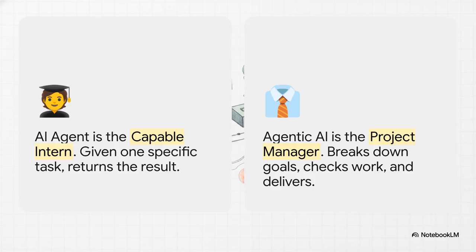Listen, if you take away just one single thing from this explainer today, let it be this anchor analogy. An AI agent is your capable intern. You give them one specific task, they go do it, and they come back with the result. If they hit a snag, they freeze and wait for you to tell them what to do next. Agentic AI, on the other hand, is the project manager. You give them a broad goal, they break it down, assign the subtasks, check the work, fix the inevitable issues along the way, and deliver the finished project entirely autonomously.